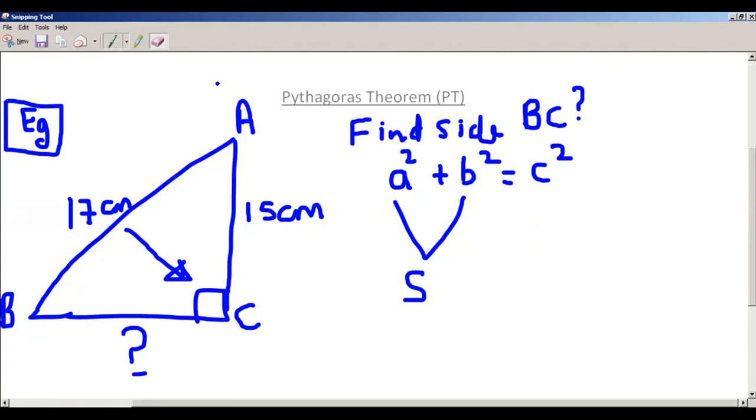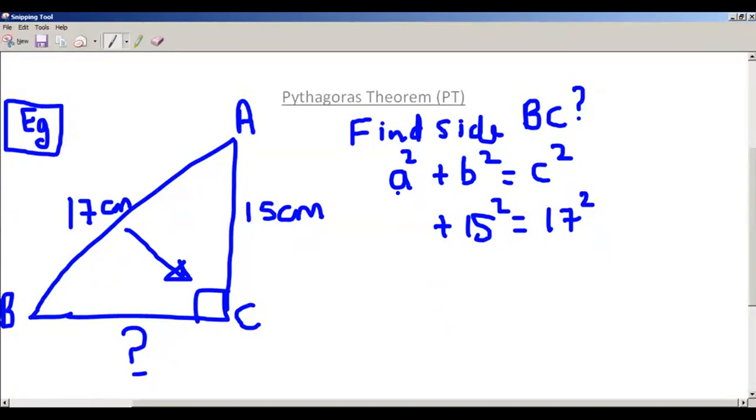Now, in this example, we're given the hypotenuse. So what you're going to do is write 17 squared on the right-hand side of the equation. And then you can pick which one you want to select for A and B to be the short side. Well, it's two short sides, but only one is given. So you just write one of them anywhere. So that's going to be 15 squared. And then the missing side would have been BC squared.